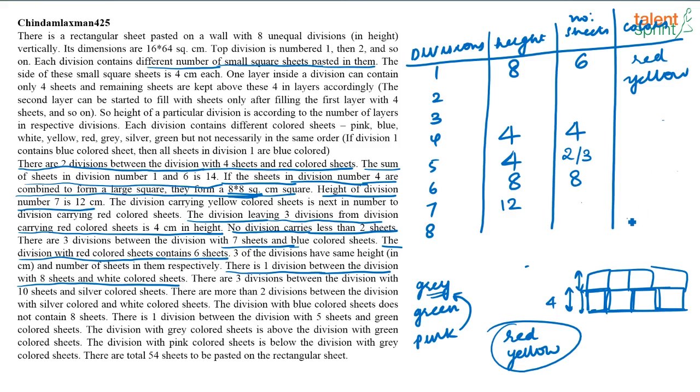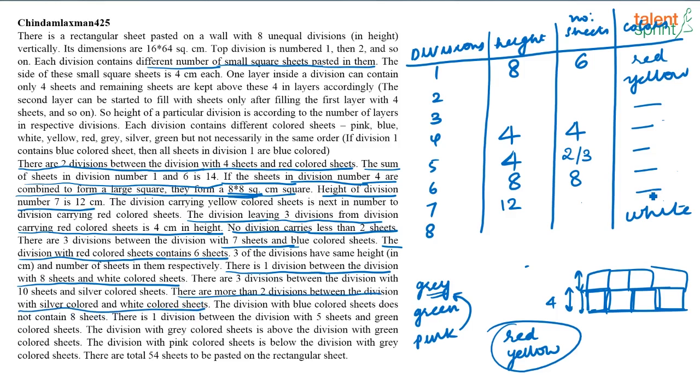So obviously this cannot be white, which means that if this is 8, then this has to be white. Now if this is white, then I have 1, 2, 3, 4, 5, 6, yeah. Okay, so now I am going to take this as white. So if this is white, then 8 is here, yes, that is correct. Then there are 3 divisions between the division with 10 sheets and the silver colored sheets. So which has to be silver? See, between white and silver also there have to be at least 3 divisions, right? There are more than 2 divisions between silver and white colored sheets.